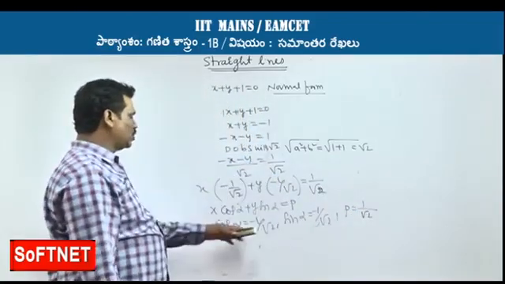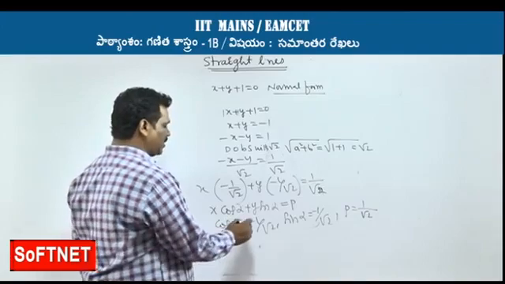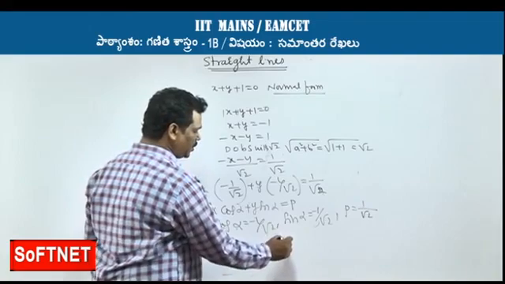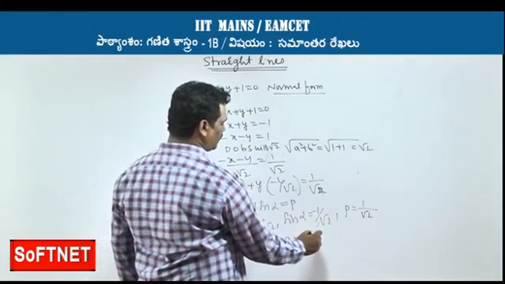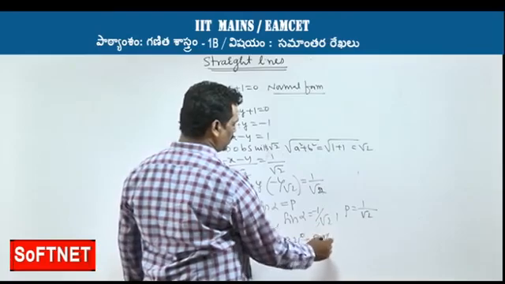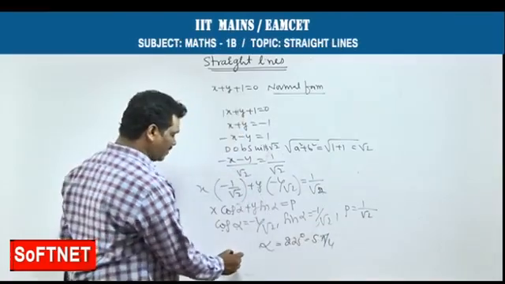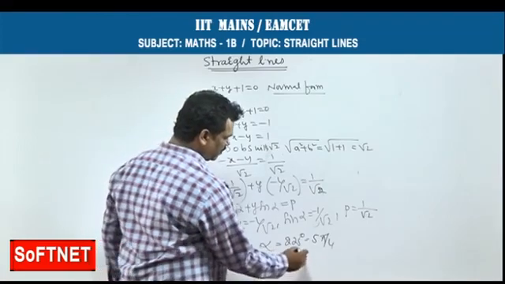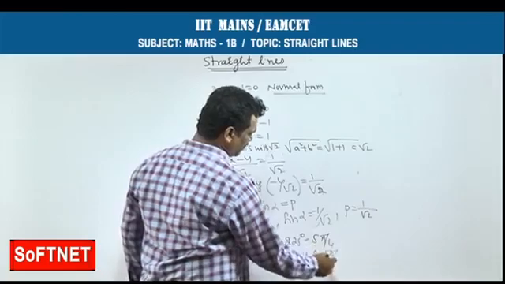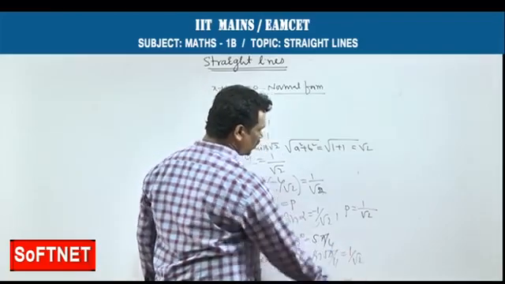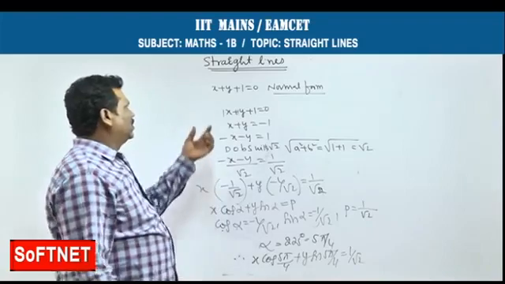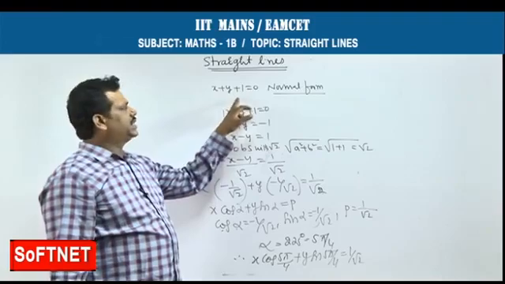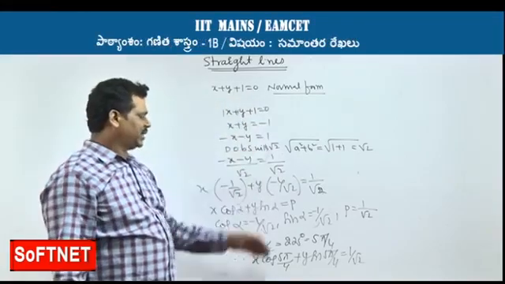What is the common angle here? Cos alpha is minus 1 by root 2 and sin alpha is minus 1 by root 2, so alpha satisfies 225 degrees, equal to 5 pi by 4. Therefore, the normal form of the straight line is x cos 5 pi by 4 plus y sin 5 pi by 4 equal to 1 by root 2. This is the procedure for converting the general equation x plus y plus 1 equal to 0 into normal form.